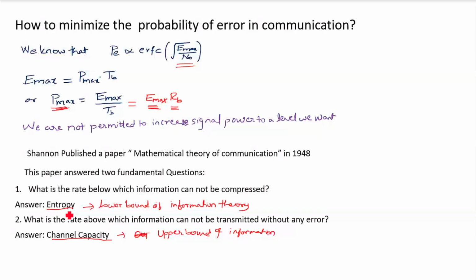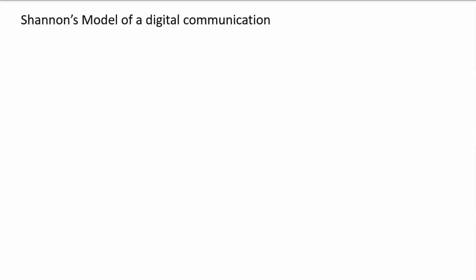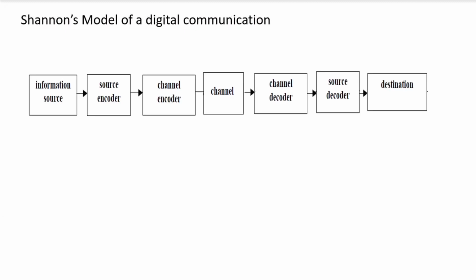That means entropy is some value and channel capacity is some value, so we need to quantify the information. Before that, we will see Shannon's model of a digital communication.